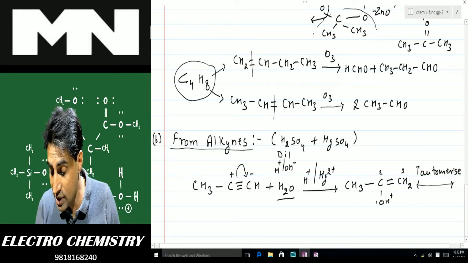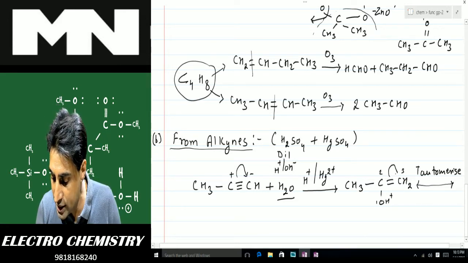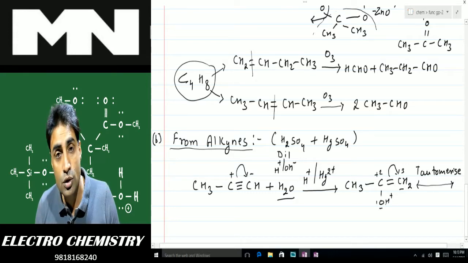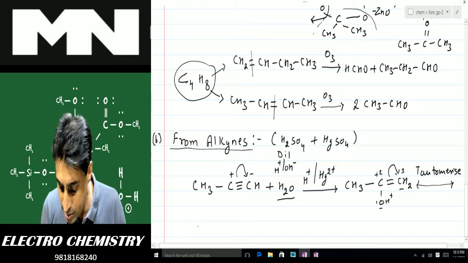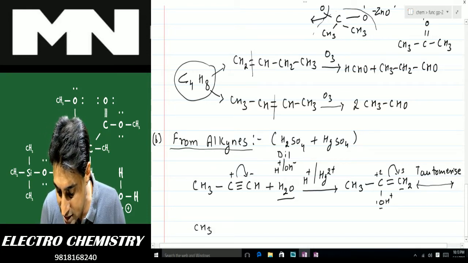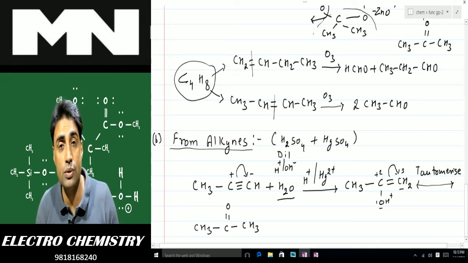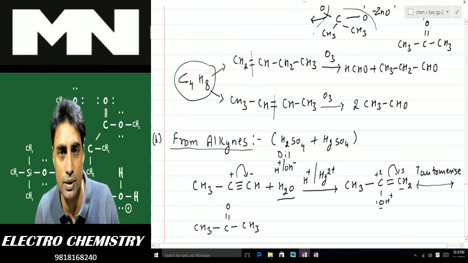Why will H positive come here? Because again, this pi electron will come here. So this carbon will acquire a negative charge and this carbon will acquire a positive charge. Well, when H positive is moving, that means oxygen is acquiring a negative charge. So oxygen and carbon form a multiple bond. That means the compound I will get is CH3, C double bond O, CH3. So a ketone is what I am getting in this case, that is acetone.